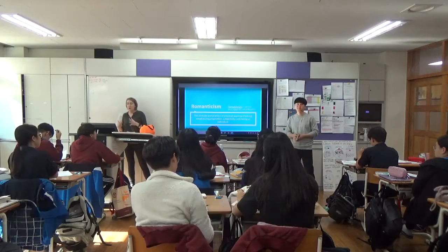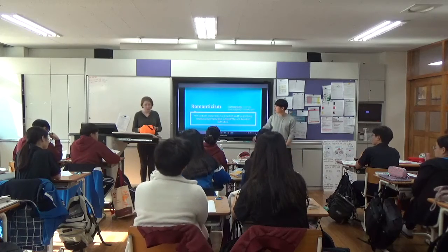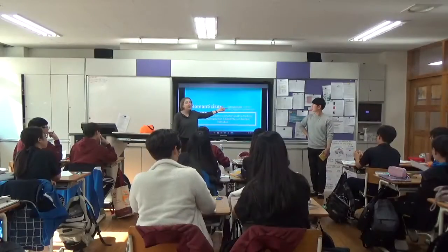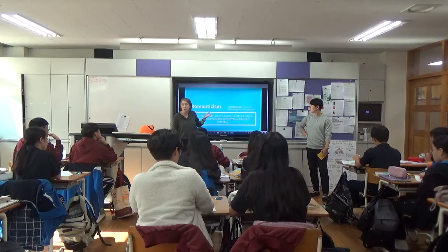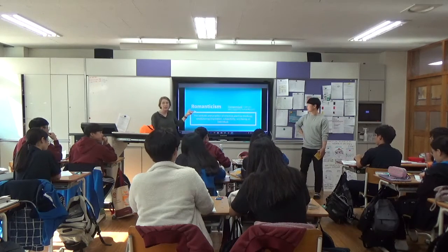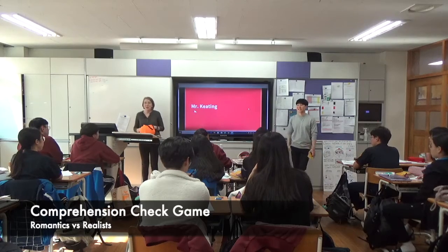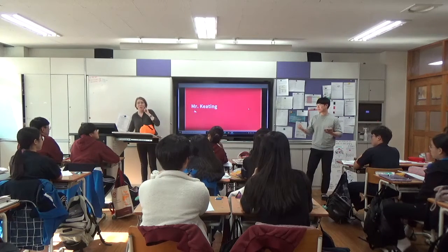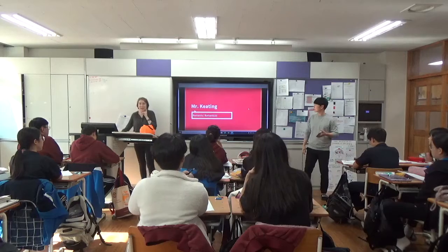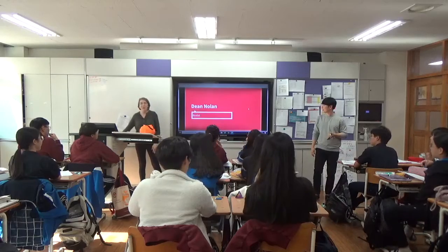We are going to talk mostly about romanticism and realism today. So let's take a look at the definition of romanticism first. Everyone please read it. A romantic or romanticist is a person, like a poet is someone who writes poems. A romantic or romanticist believes in romanticism. The romantic seems like an adjective, but it's also a noun. Tell me, what is Mr. Keating? Romantic or realist? Romantic, very good. He believes in romanticism. How about Mr. Nolan? Realist. Absolutely. He's a realist.